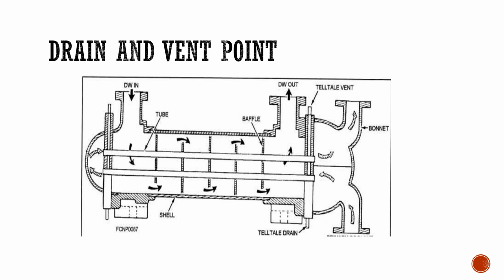Now the next is the drain and vent point. As you can see in this particular diagram, this is called as the vent point. Now vent point is provided in heat exchanger to remove any type of trapped air. So if there is some sound or hammering in heat exchanger, there could be because there is air trapped in the liquid. So through the vent you can remove this.